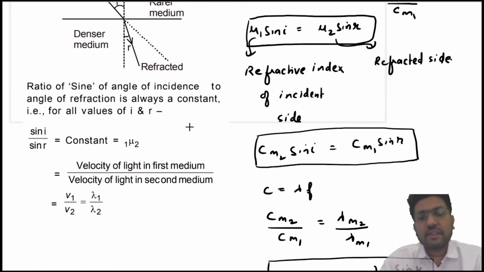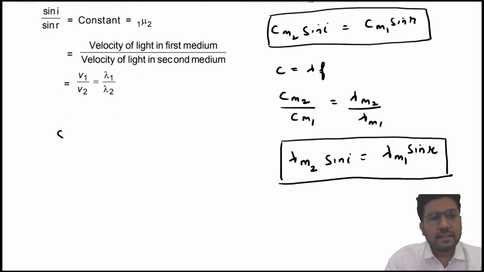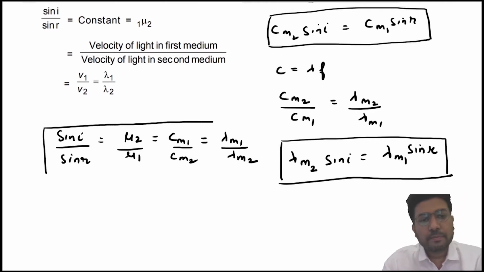Okay, and if they have given you the wavelength of light in the medium, use this. Here, sin i by sin r is equal to mu2 by mu1. This is mu21, and this is also equal to c1 by c2, and this is also equal to lambda 1 by lambda 2. So I'll write it again in this way: sin i by sin r is equal to mu2 by mu1 is equal to c1 by c2, and this is also equal to lambda1 by lambda2. So this is Snell's law.